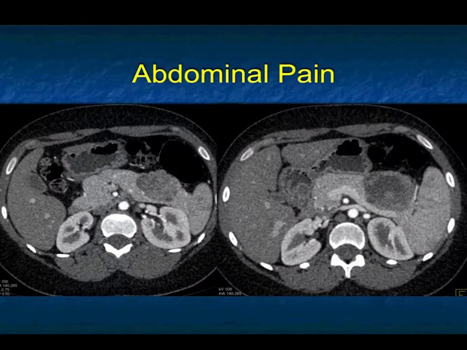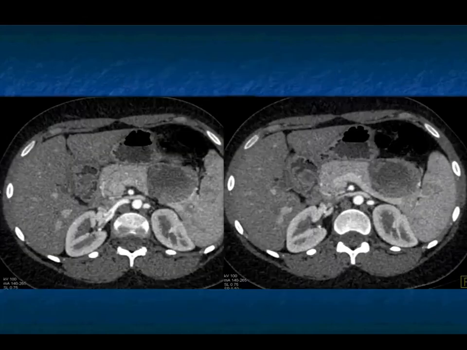You could say unusual IPMN, but this lesion is cystic and solid. The patient was younger, and that makes you think about a SPEN tumor, solid and papillary epithelial neoplasm, more common in younger females. We do see them in older females. We do see them in men as well.